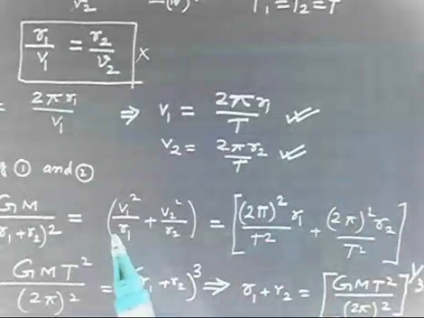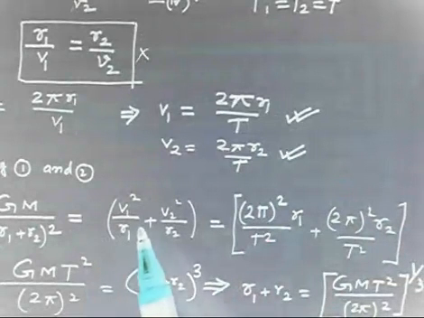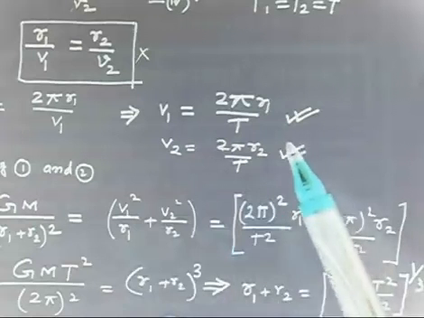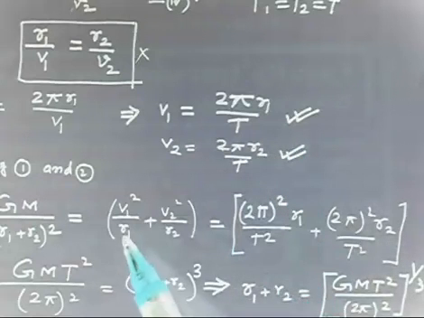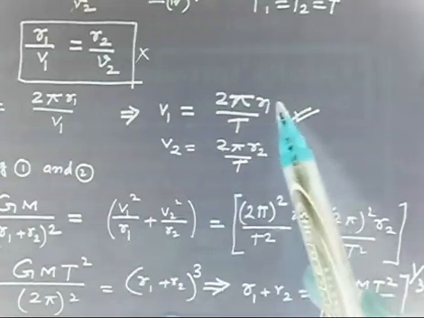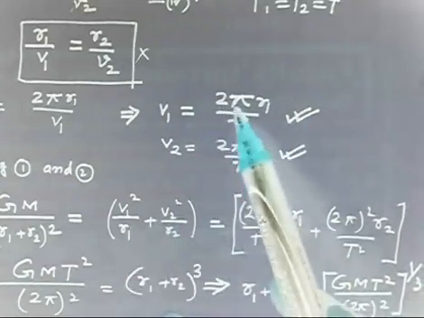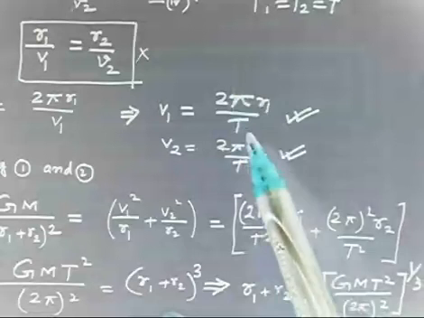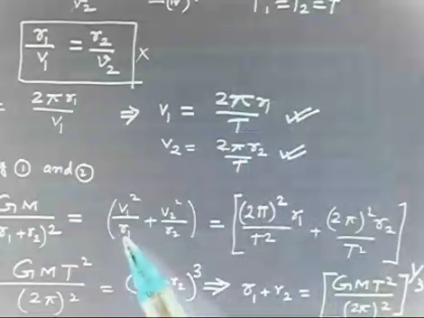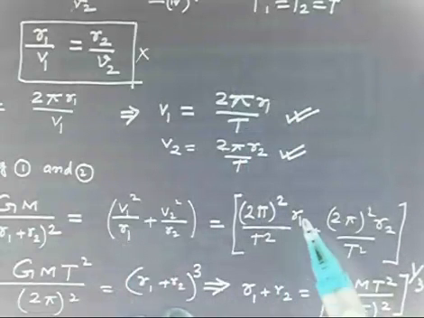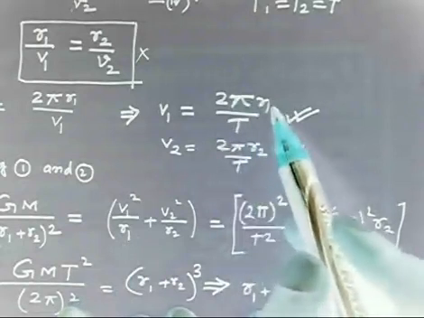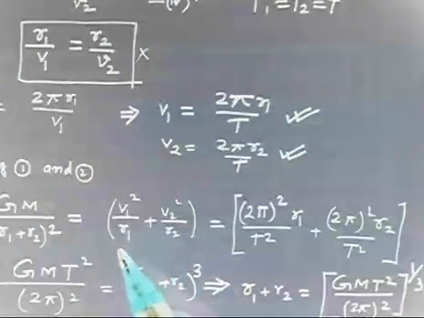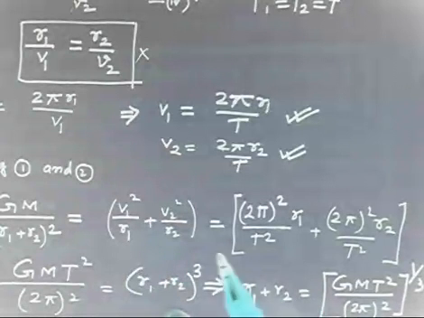So V1 square will be simply 2 pi R1 by T, all squared, divided by R1. So this will be 2 pi square by T square, R1 square, and one R1 will cancel out. So you will have simply R1 on the top. Are you getting or not? So this is 2 pi square by T square R1 square, and R1 in the bottom also, so one R1 cancels out. So you will have R1 here.